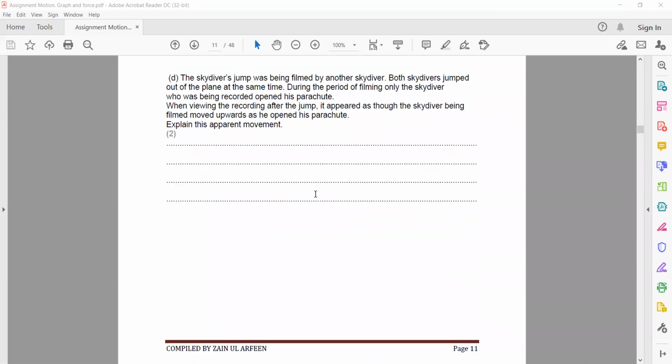The skydiver jumps as being filmed by another skydiver. Both divers jump out from a plane. During the period of filming, only the skydiver who has been recording opens his parachute. When viewing the recording after a jump, it appeared that the skydiver being filmed moved upward as he opens his parachute. Explain this apparent movement. So why is this apparent movement there? The moment he opens the parachute, air resistance is more than the weight. When air resistance is more than the weight, the resultant force is upward.